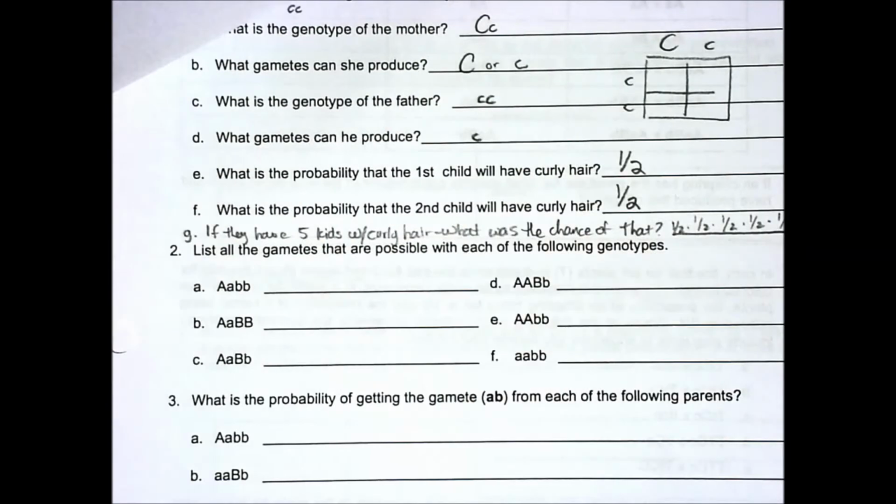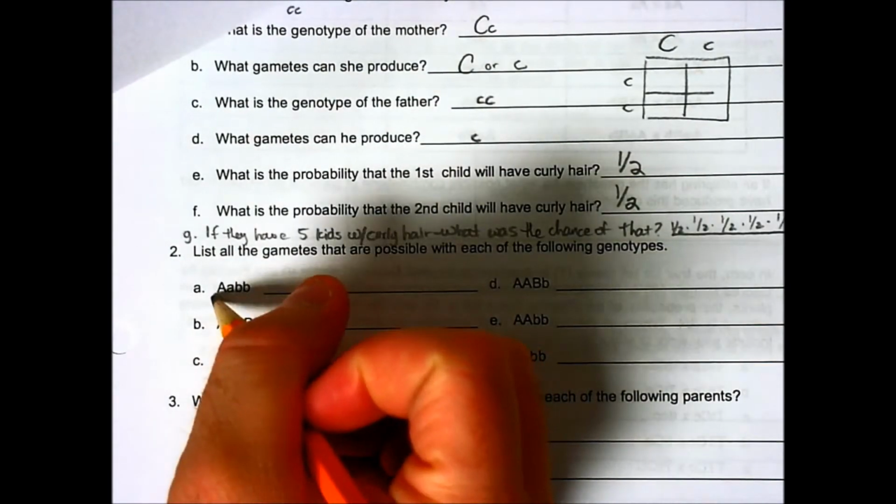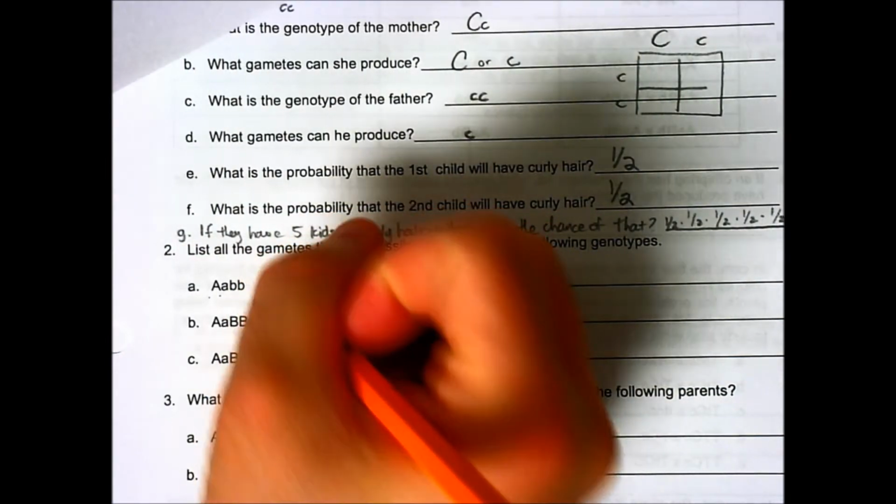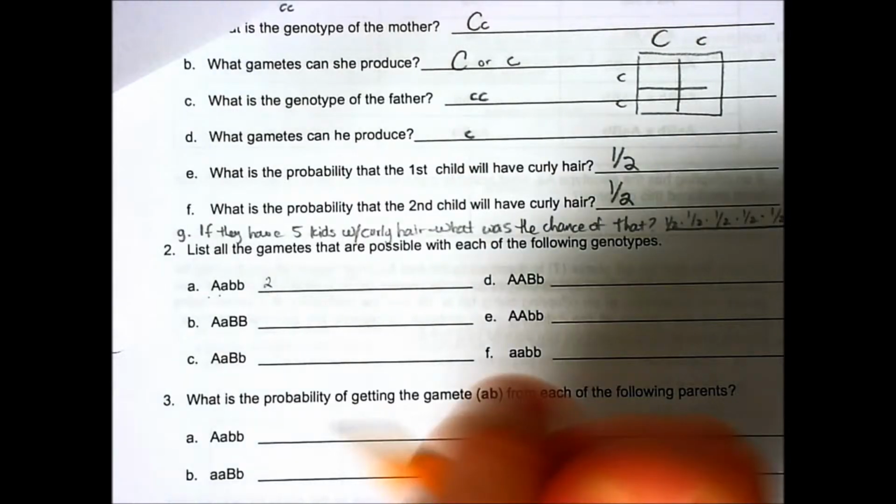Now, I'm going to go through this part, look at these questions real quick, and tell you how many different gametes you can make. Listen carefully. How many different options do you have for A? How many different options do you have for B? What is 2 times 1? So there will be 2 answers for the first question, A.